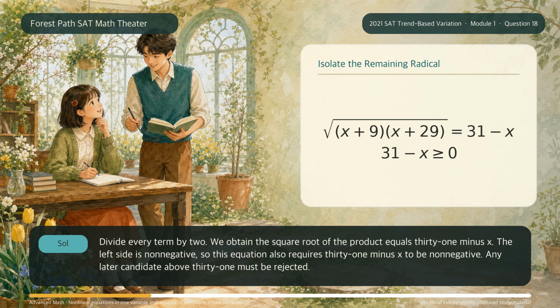Divide every term by 2. We obtain the square root of the product equals 31 minus x. The left side is non-negative, so this equation also requires 31 minus x to be non-negative. Any later candidate above 31 must be rejected.